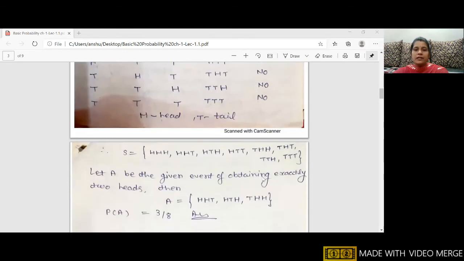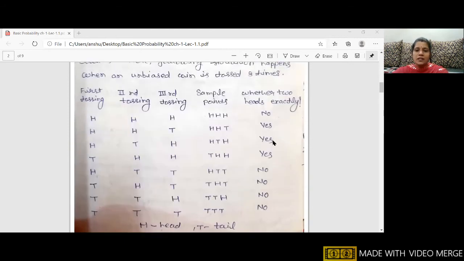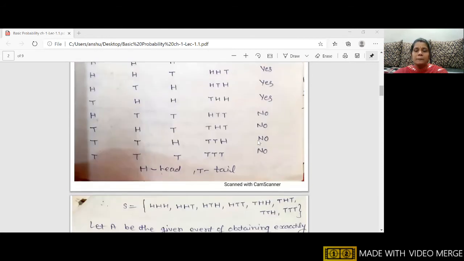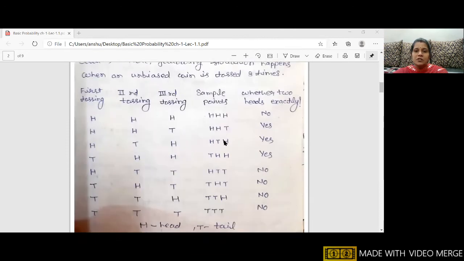So the sample space is HHH, HHT, HTH, HTT, THH, THT, TTH and TTT. This is the total events. What is the formula? Favorable event divided by total events. So here the total event is 8.